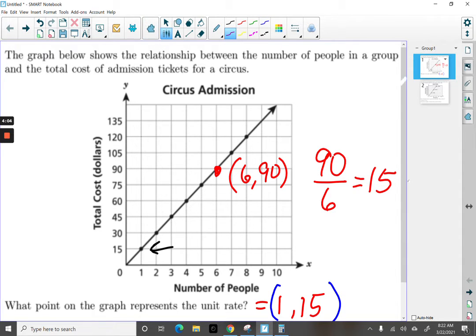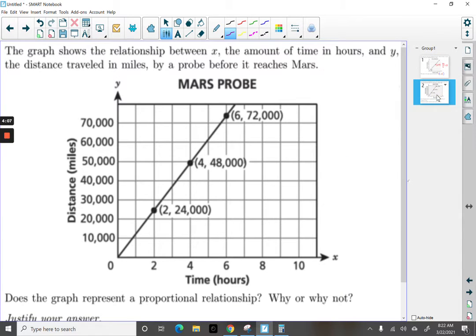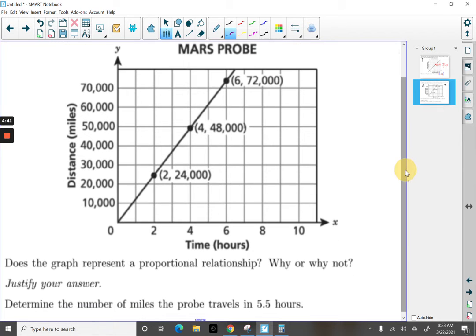One more problem to look at here, dealing with graphs and proportional relationships. And I try to choose one that had a lot of different stuff going on. In this problem right here, it says, does the graph represent a proportional relationship? And what we have here is a relationship between x, the amount of time in hours, and y, the distance traveled in miles by a probe before it reaches Mars. So of course, I could take all of these numbers and divide them and kind of waste my time here. I'm just going to once again say, look at, is this a straight line that goes through the origin? And yes, it definitely is. It is a straight line.